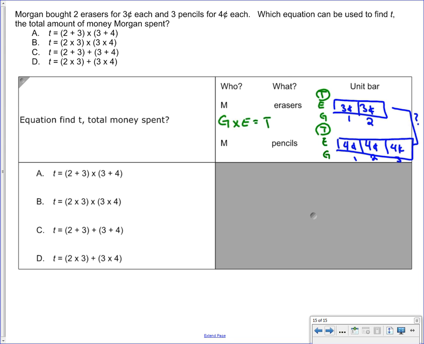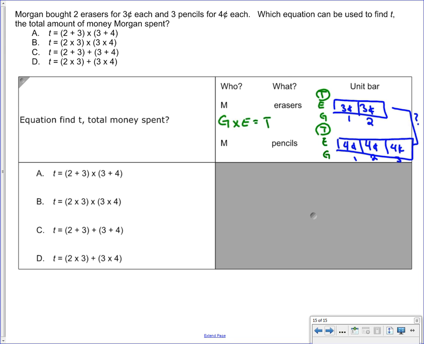So we're going to multiply to find the total cost of erasers, and then we're going to multiply to find the total cost of pencils. We can't multiply all the numbers together because we don't have that many equal sets. I only have 2 equal sets of erasers and 3 different equal sets of pencils. Does that make sense? At no point are my two sets equal to each other, because in my erasers I've got 2 3s. In my pencils I have 3 4s. I can't multiply all of those together. That doesn't work that way. So when I'm looking for the total, however, I'm going to add the 2 products together.